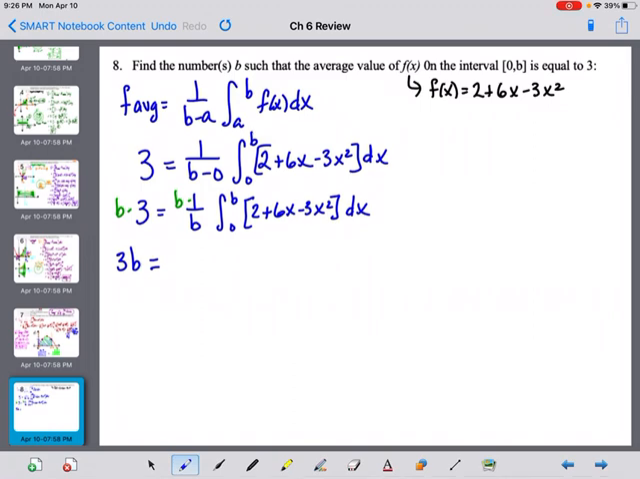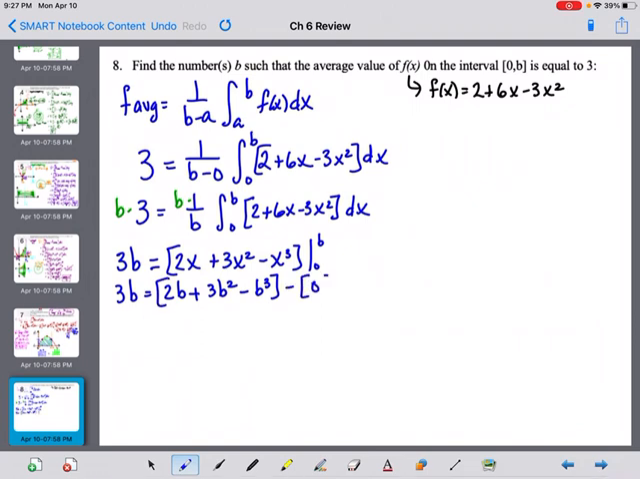So now I have 3b is equal to the antiderivative on the other side. The antiderivative of 2 is 2x. The antiderivative of 6x is 3x squared. And the antiderivative of negative 3x squared is negative x cubed. We have to evaluate this from 0 to b. So evaluation theorem time. When we plug in b, we get 2b plus 3b squared minus b cubed, minus, and then all of those terms become 0 when we plug in 0.